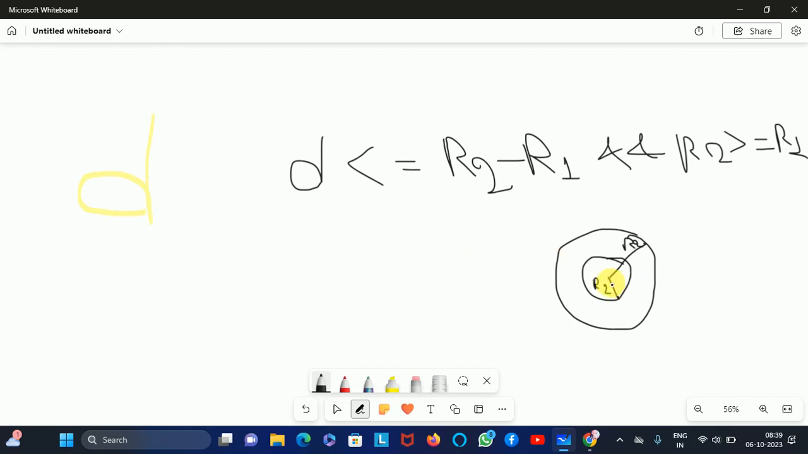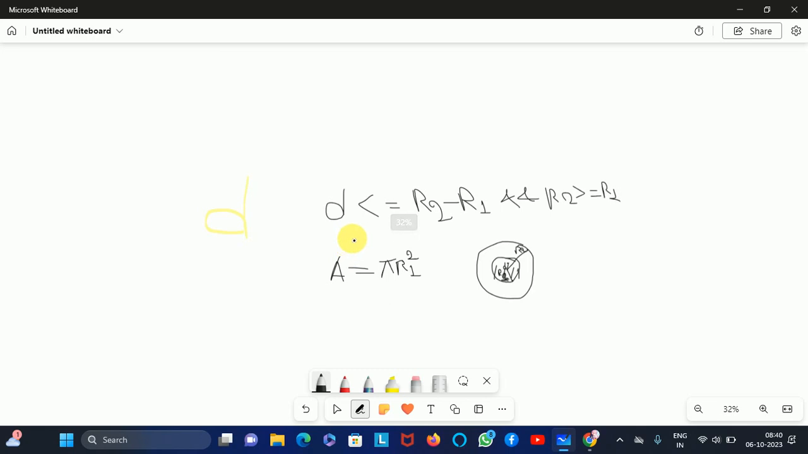So in that case the distance between the two centers, this will be D. So D will be less than or equal to R2 minus R1, and this is R1, and R2 is greater than equal to R1. So in that case the R1 circle will lie inside this circle. So what is the common area? This common area will be A equal to pi R1 square. So that's it.